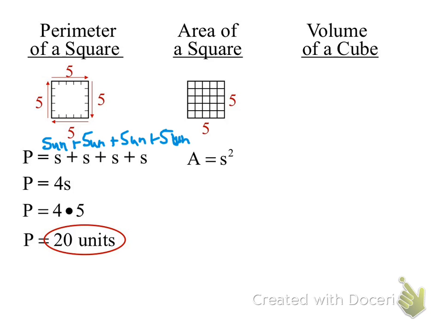Right here, I'm doing 5 units times 5 units. 5 times 5 is 25, and units times units makes units squared. Square units. You understanding why they say area is always squared? Because I'm multiplying the dimension over there times the dimension over here.